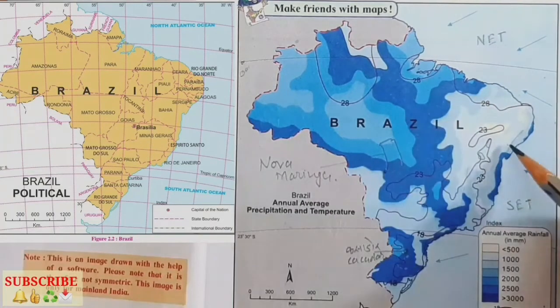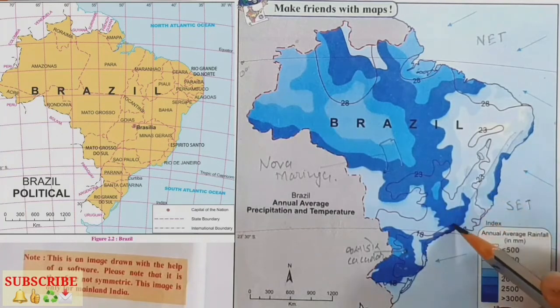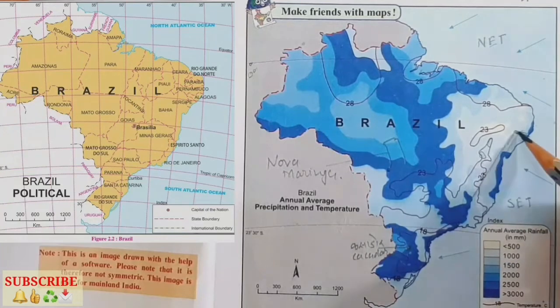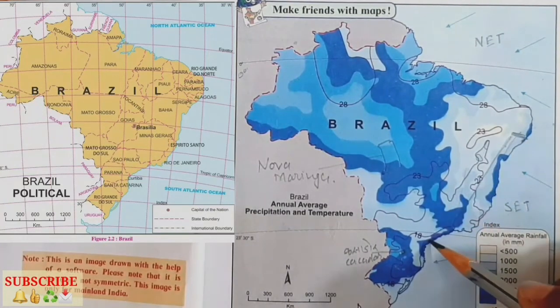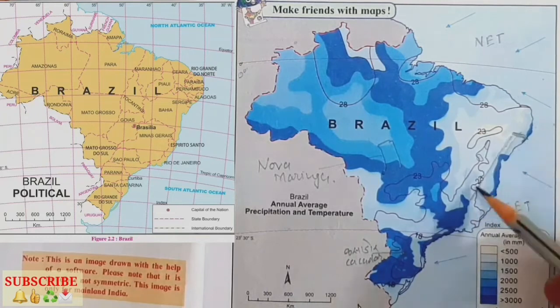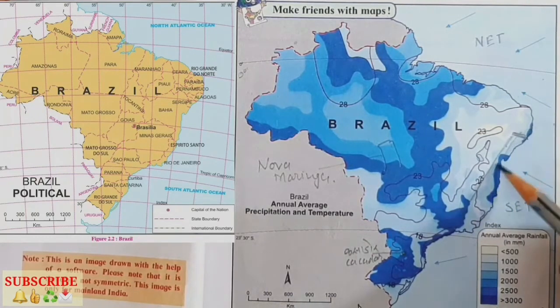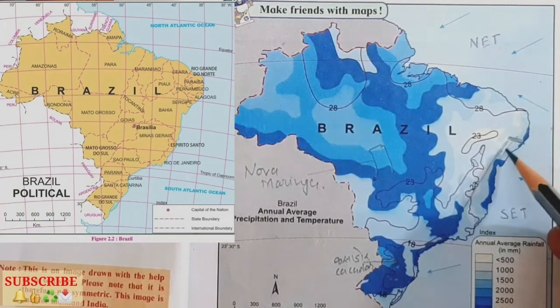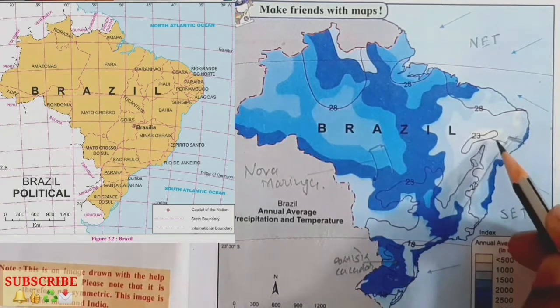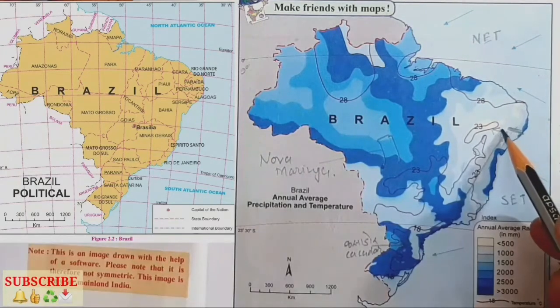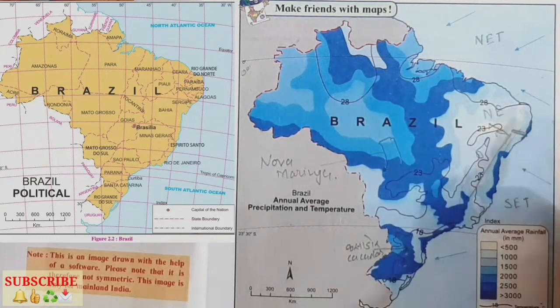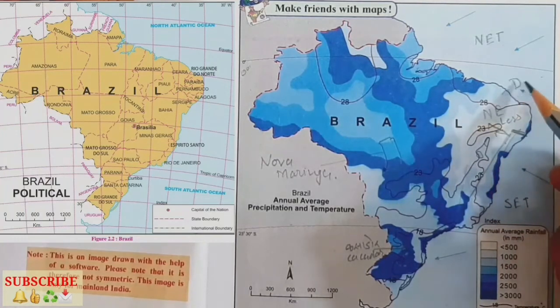We can see the Great Escarpment. The Great Escarpment starts from Salvador city. Salvador city is somewhere here, so it starts from here to the southern part of Brazil. Because of the Great Escarpment, at the coastal region maximum 2000 millimeters of rain falls. And because of the leeward area, here at the northeastern part of Brazil, this part receives very little rainfall. So this is called the drought quadrilateral.